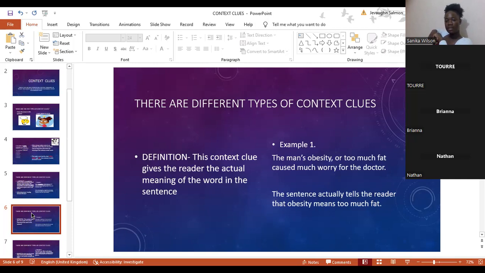So example one says, the man's obesity or too much fat caused much worry for the doctor. So right there and then we know what obesity means, right? So obesity would mean too much fat. I believe this context clue is one of the easiest to identify because the definition is just right there. All right, so we've gone through two already, inferencing and definition. Can someone tell me what the third one is?